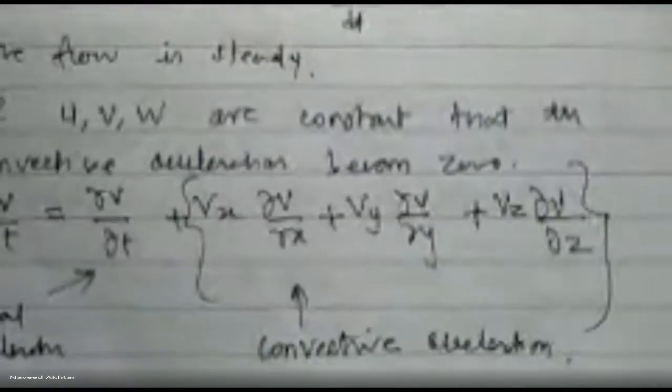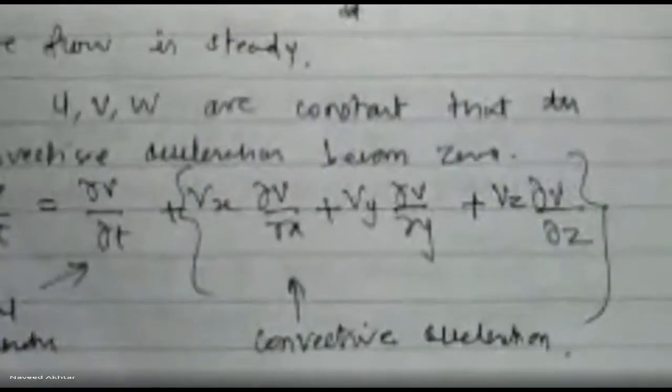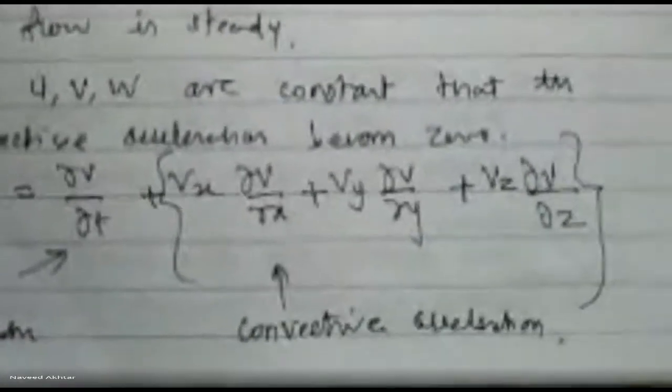It is in terms of space coordinates. Okay, so that's why this is called the acceleration component in the x and z direction. Okay, so based on that we will solve the example.